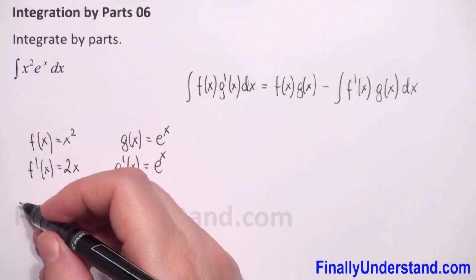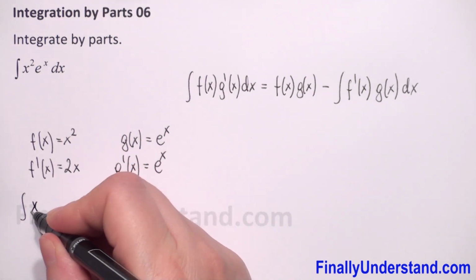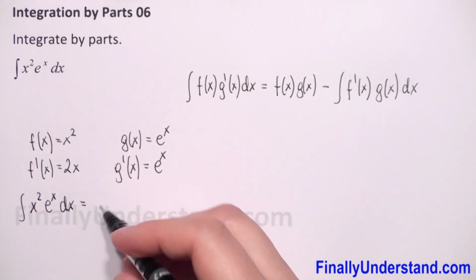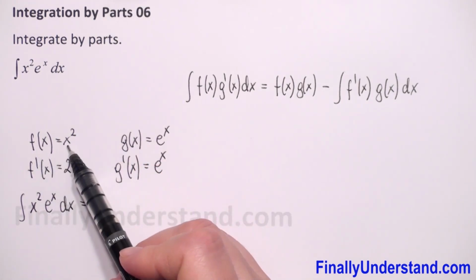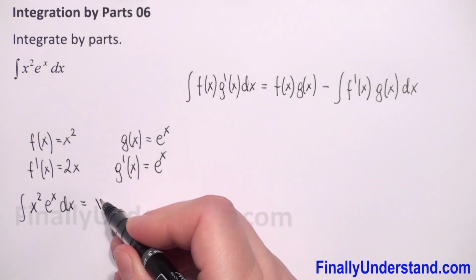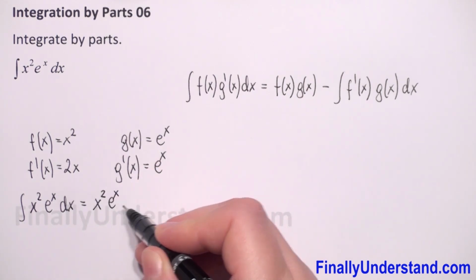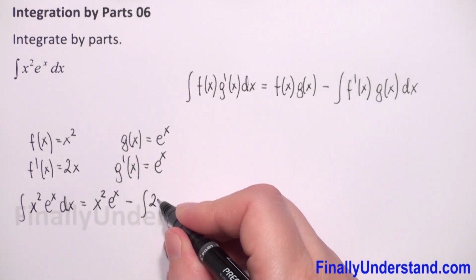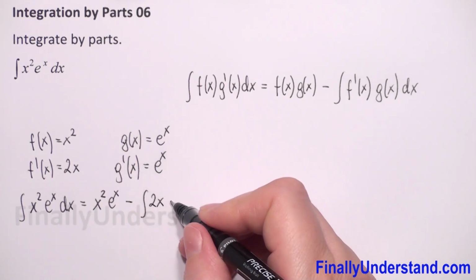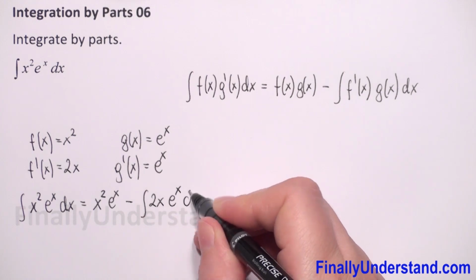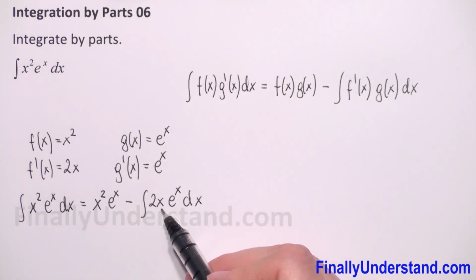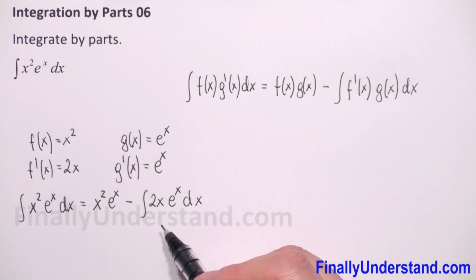So, our integral, let me rewrite, of x squared e^x with respect to x is equal to f times g, so we have x squared times e to power x minus integral of f prime, which is 2x, times g, which is e to power x, with respect to x. We see in our integral we reduce the power of x to 1, so we can use integration by parts again.